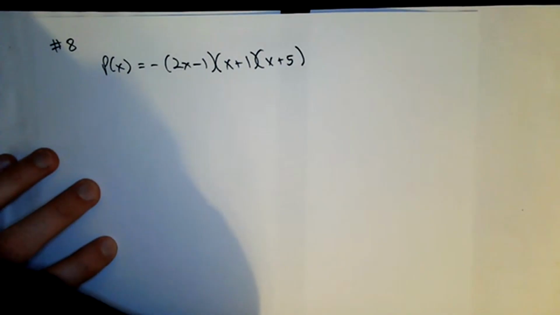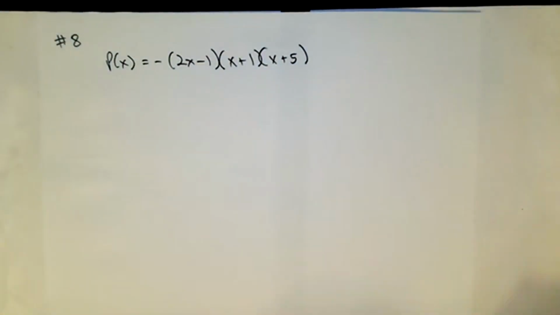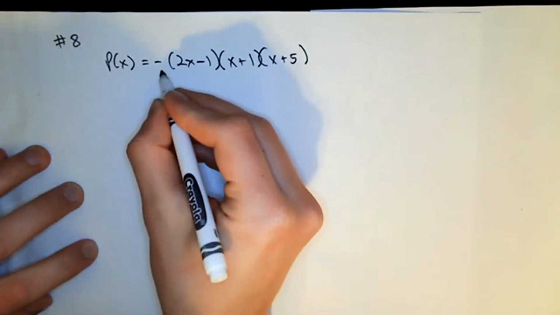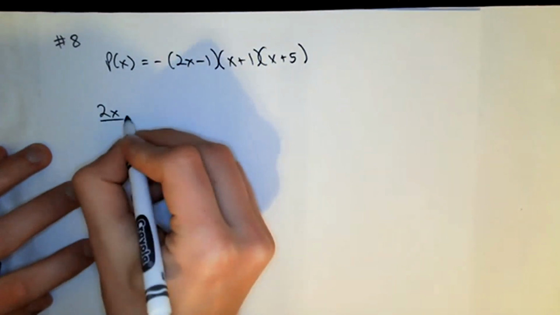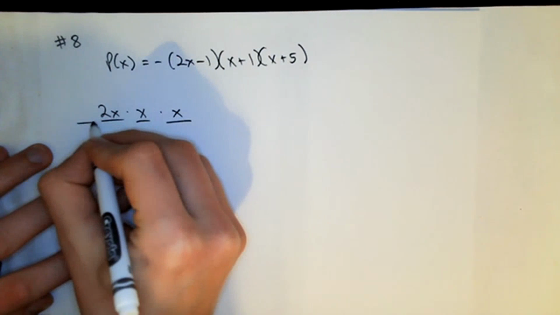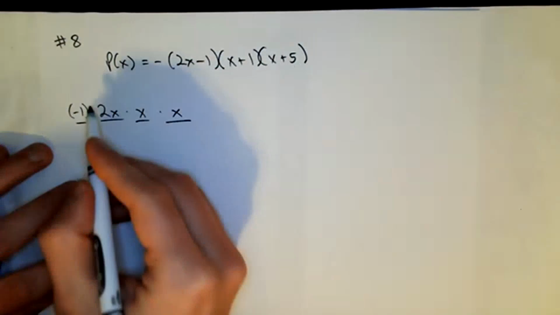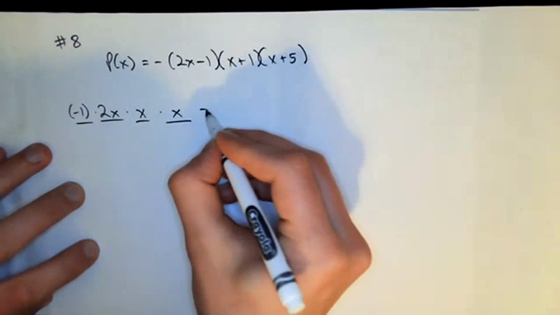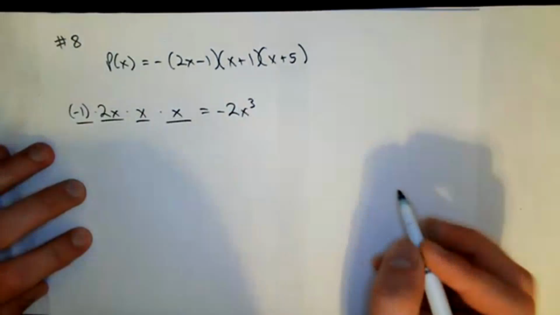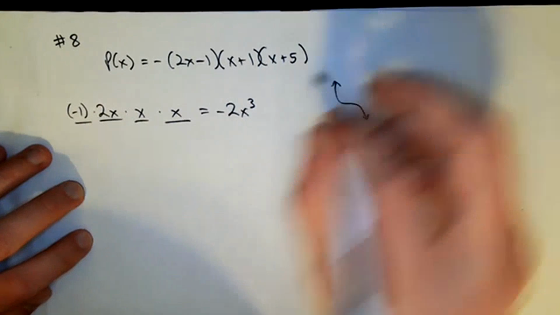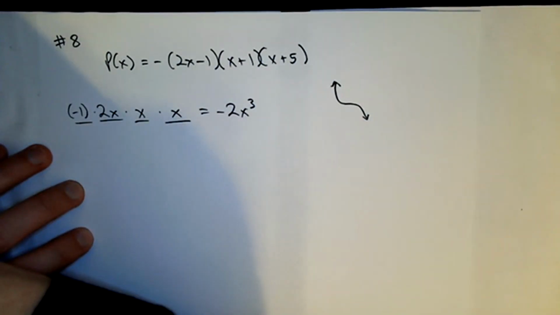Okay, oh, hang on, watch the sign. All right. Leading term is going to be 2x times x, but also times that -1. Don't forget that negative up front. That negative up front is going to flip the sign on my leading term, so I'm going to get negative 2x cubed. So it's a cubic and it's got an odd degree, so I know it should be shaped like this.